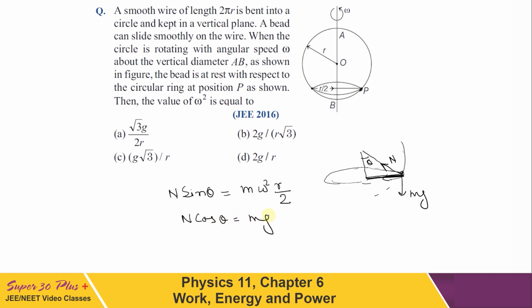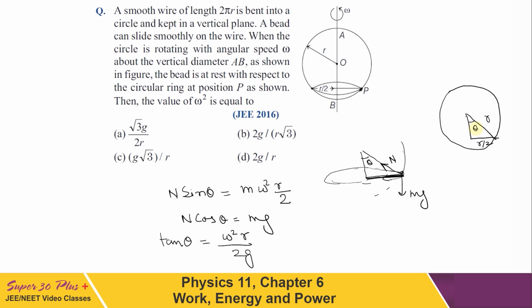On solving these two equations, we will get tan theta equal to omega square r upon 2g. Then from the geometry of the figure, if I draw it separately for the whole circle, this is r by 2, this is r, and this angle is theta.